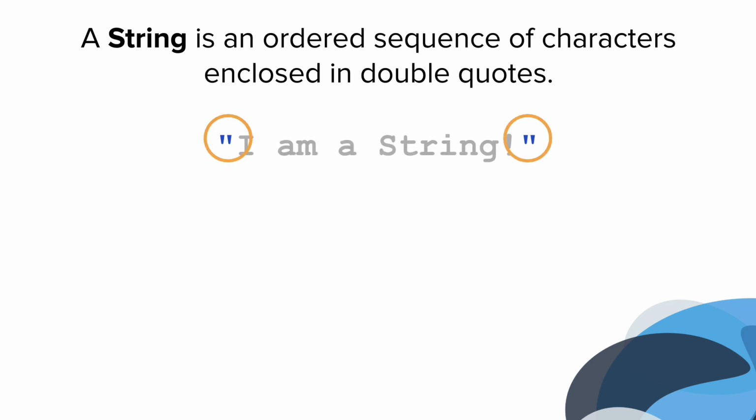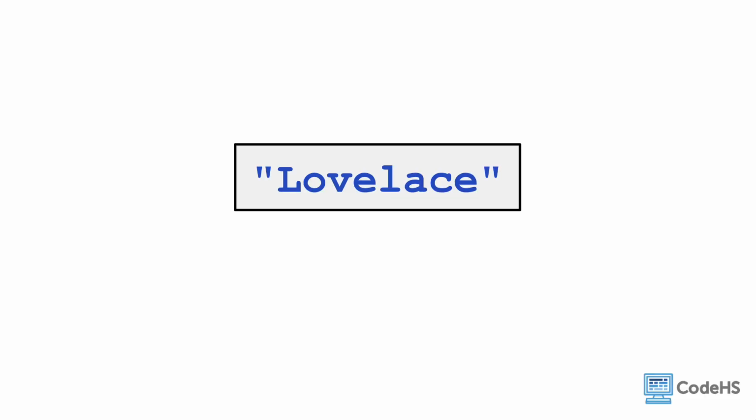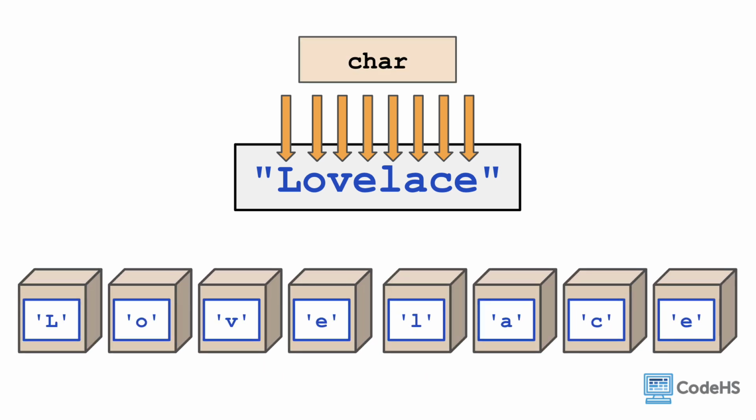The double quotes are key here. Without the double quotes, the computer will not know to read this text as a string. You've actually already been using strings in your programs when you print text to the console. Let's take a look at this string Lovelace. Notice how it is made of characters, each of which can be stored in a data type char.